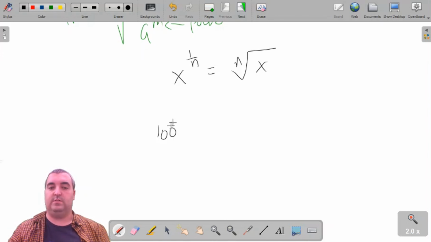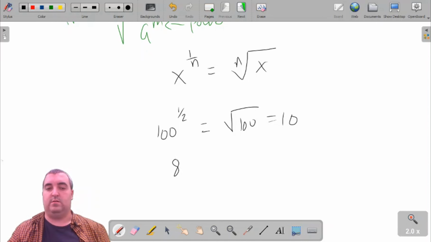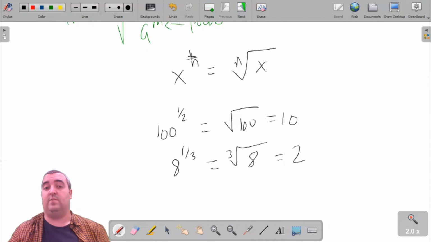So if you see 100 to the 1/2 power, that's really telling you, oh, take the square root of 100. The square root, we don't have to write the 2. We can if we want. Square root of 100, we do know, is 10. Okay, looks similar. Let's say 1/3 is our power, so then it'd be the cube root of 8. 8 to the 1/3 is the cube root of 8, which is 2. Okay, so that's when we have just 1 over some number. 1 over some number, we can switch it to a root, and we can hopefully simplify that root.